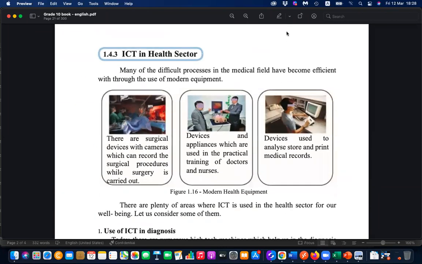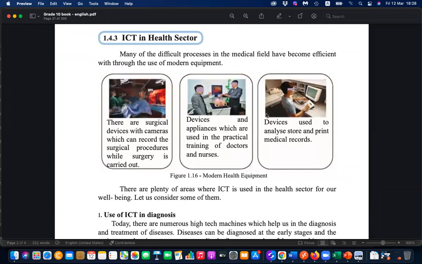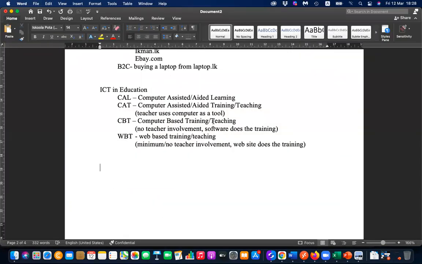And then ICT in the health sector. There are a lot of usages. Can you tell me a few ways ICT is used in the health sector? Yes, ICT in health. So machineries. What are the machineries? Yes. CAT scanner, MRI scanner, magnetic resonance imaging, and you can use ultrasound scanner, sonar scanner, right? X-ray, ultrasound, CAT, MRI, X-ray, ultrasound. Yes, ultrasound scanners.